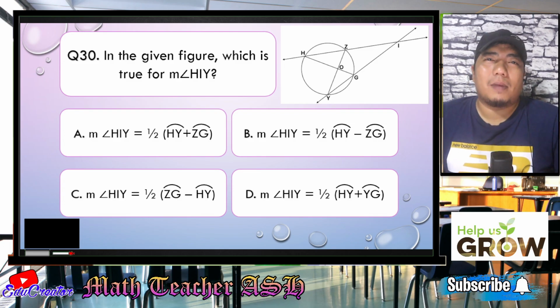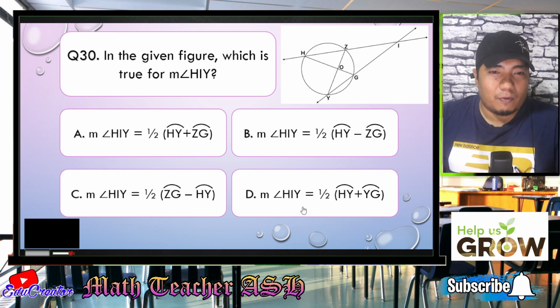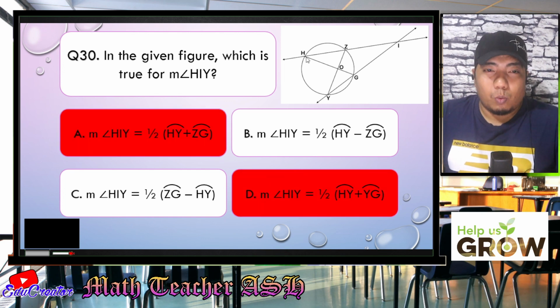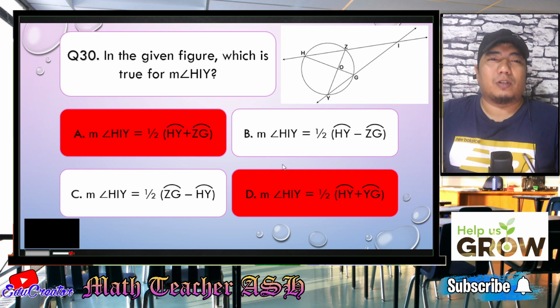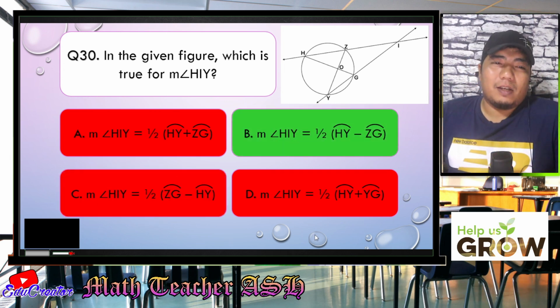Okay, remember, my dear math learners, that when you have an angle formed outside the circle, in order to get the measurement of that angle, you need to get the two intercepted arcs, subtract them, and get half of it. So therefore, 1/2 are all correct, but you subtract it. So letter A and letter D are already wrong. This bigger one would be HY and this would be ZG. So the correct answer is letter B. Easy, right? Very easy, my dear math learners.